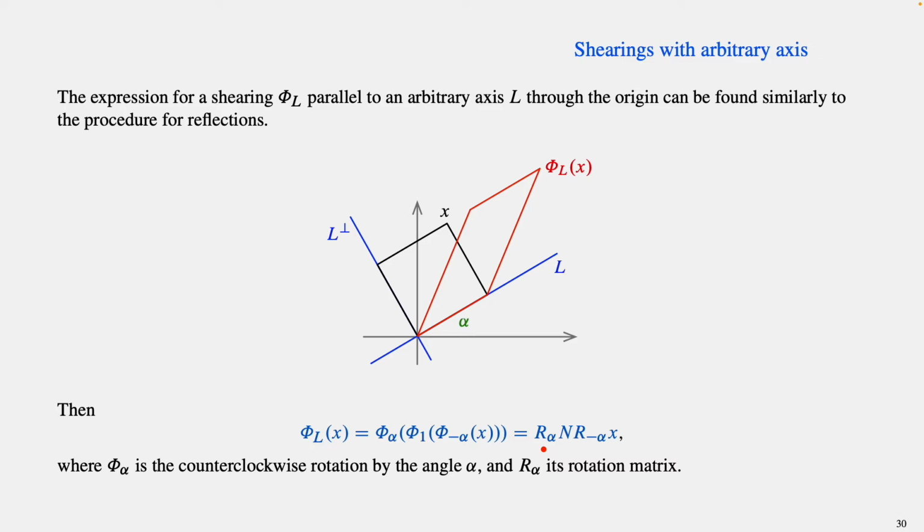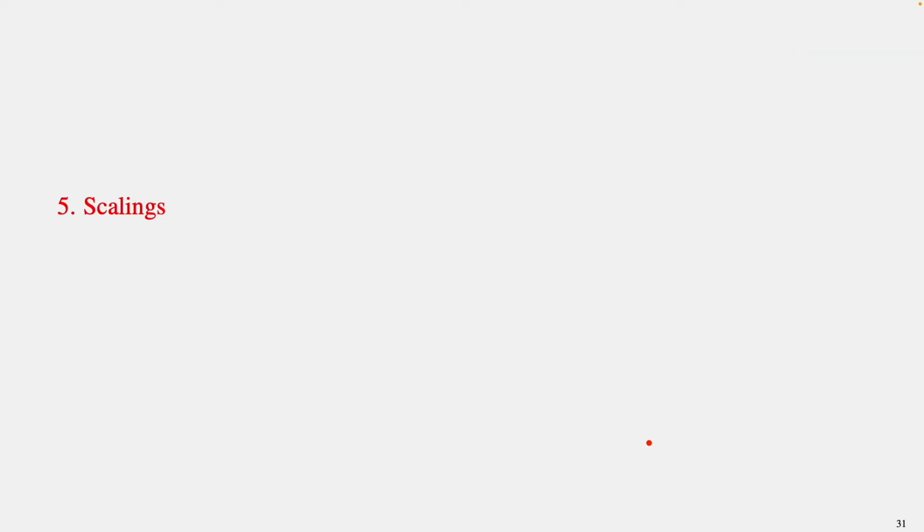And what we get as the matrix for the shearing is then again this product of three matrices. The rotation matrix for minus alpha, which rotates L onto the first coordinate axis. Then the matrix N, which performs the shearing parallel to the first coordinate axis. And then the rotation by alpha, which rotates everything back into the original position. And in this way we obtain the shearing parallel to the axis L.